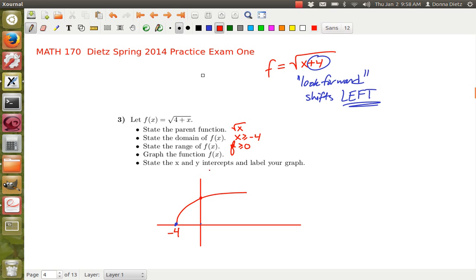Okay, we only have one more thing. Label your graph y or f of x equals square root of 4 plus x. Okay, and there's going to be one more intercept. What is it? Well, that one's easy. You just say f of 0 is square root of 4, which is just 2. So this is 2. All right, so we've got all our information. We've labeled our graph. We have x and y intercepts. We're good to go.